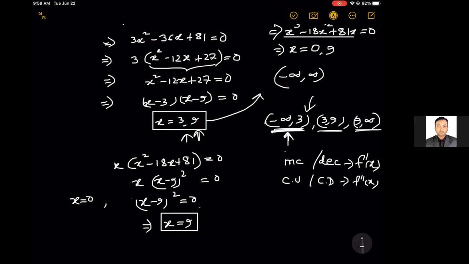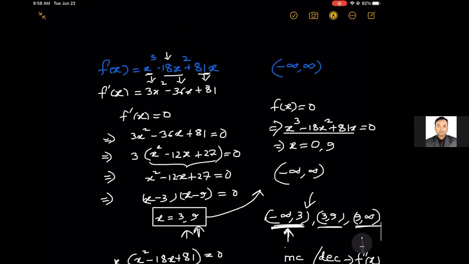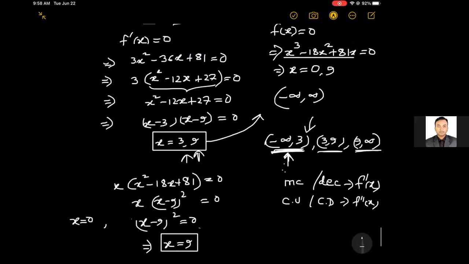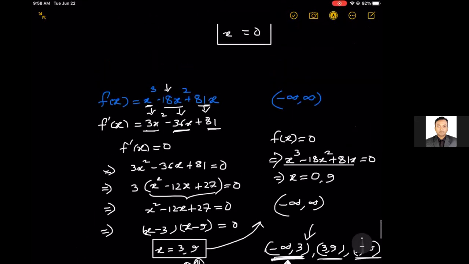So now if I plug it back into the first derivative, this will be 0, this will be 0, we'll have 81. So our function will be increasing in this interval, right? Since 81 is greater than 0. Do you agree?